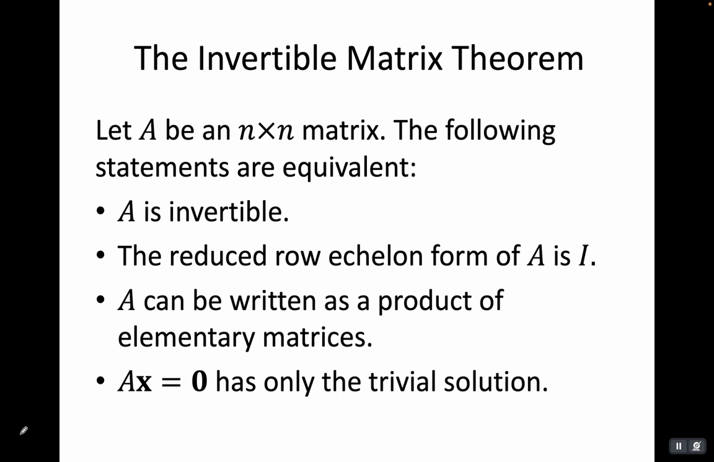A is invertible. The reduced row echelon form of A is I, the identity matrix. A can be written as a product of elementary matrices. AX equals 0 has only the trivial solution.